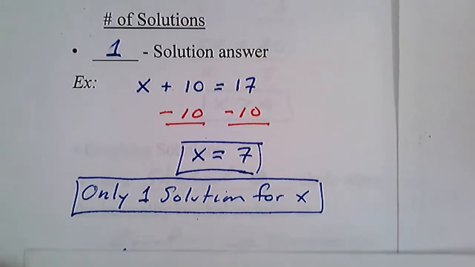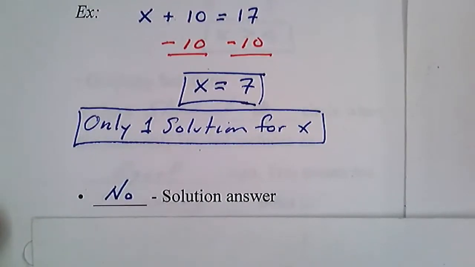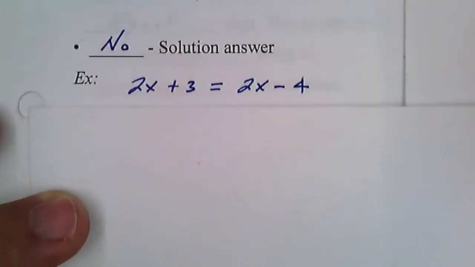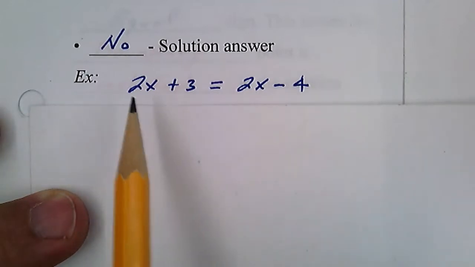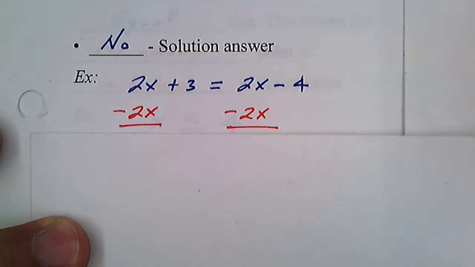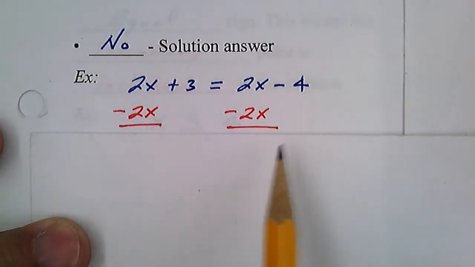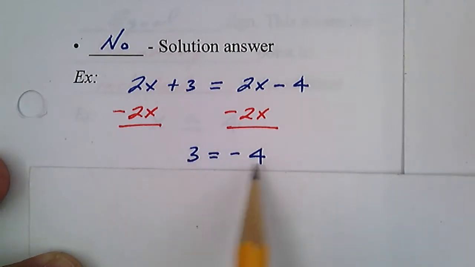Okay, but we have learned that sometimes when you're solving, you will have what's called a no solution answer. There actually are no solutions that work. So here would be an example. Let's say we've got the problem 2x plus 3 is equal to 2x minus 4. So the first thing that we would probably want to do is subtract 2x on both sides. So that gets canceled, and we are left with 3 and negative 4. Well, we know that this is not a true statement. 3 is not equal to negative 4.